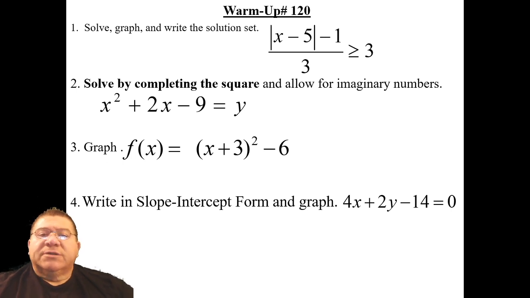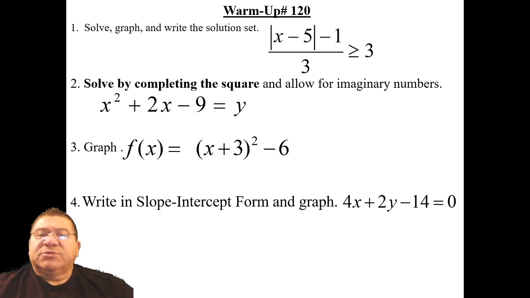Number two, solve by completing the square and allow for imaginary numbers. And we have x squared plus 2x minus 9 equals y. Number three, graph f of x equals (x plus 3) squared minus 6. And number four, write in slope-intercept form and graph 4x plus 2y minus 14 equals 0.